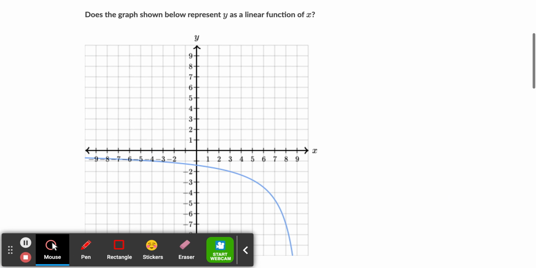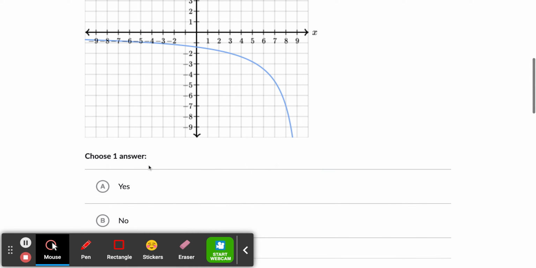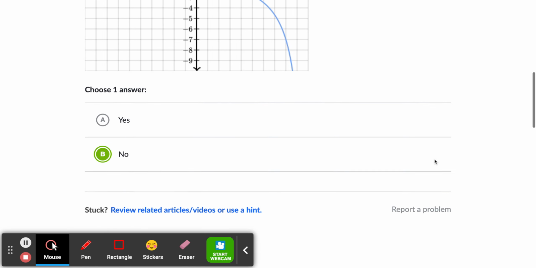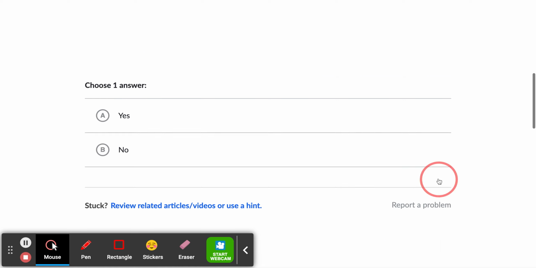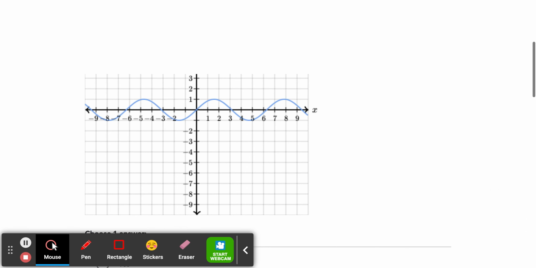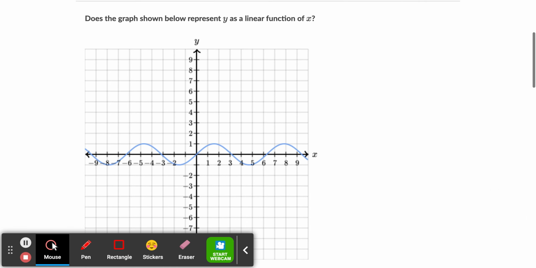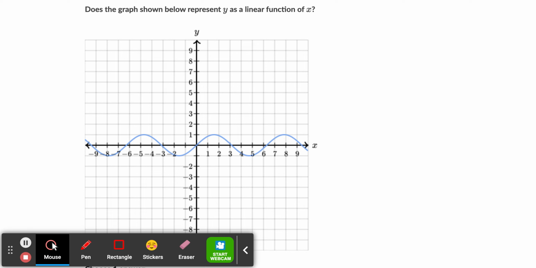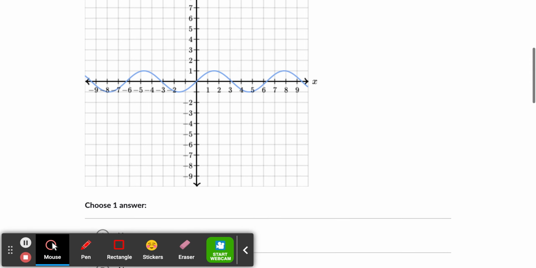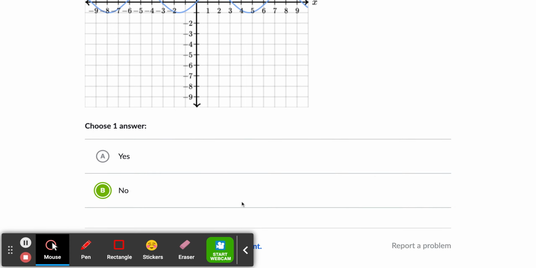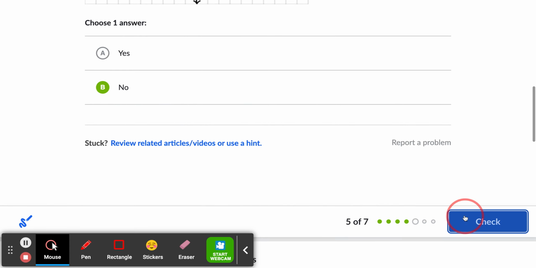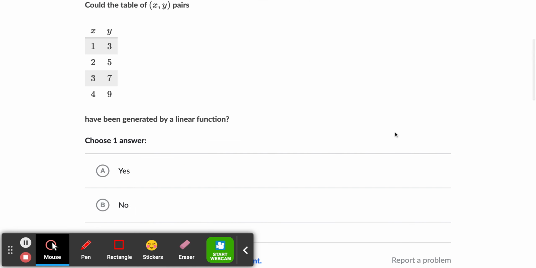Okay, now the graph should be relatively easy. This one is obviously some kind of curved function, so we can say it's not linear. It does not produce a line. Okay, let's just do one more here. Does the graph shown below represent y as a linear function? So same thing. This is a kind of a wave curve. So this one's no. We've been getting a lot of graphs, so maybe I'll do one more here. The graphs, again, are the easiest ones.